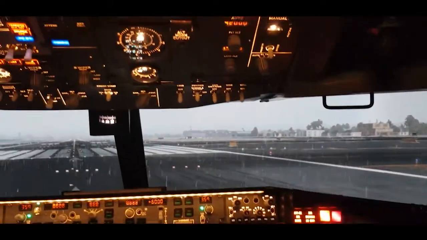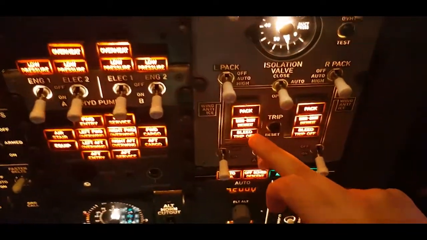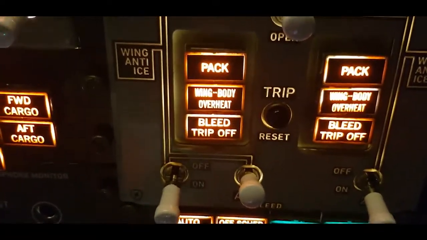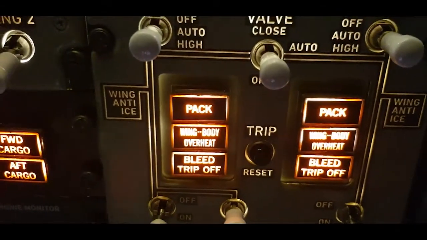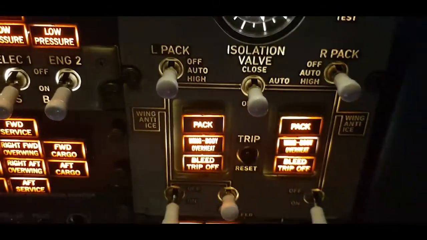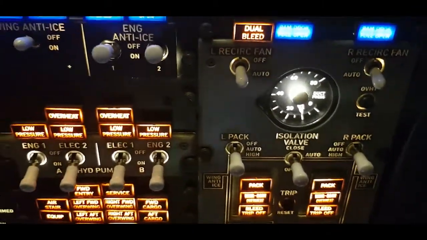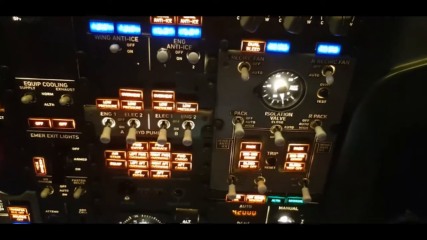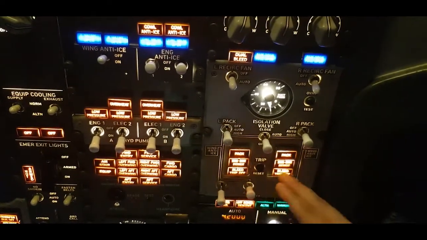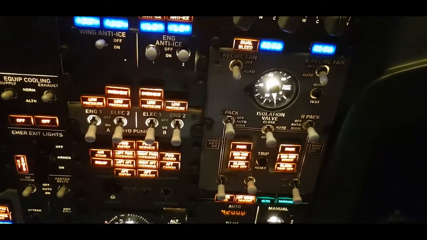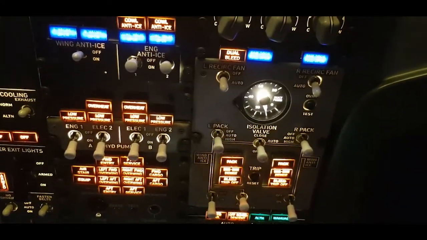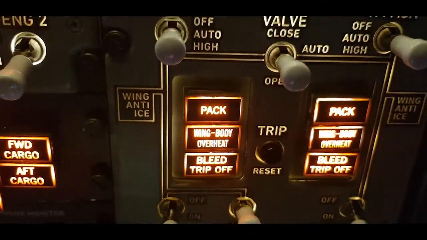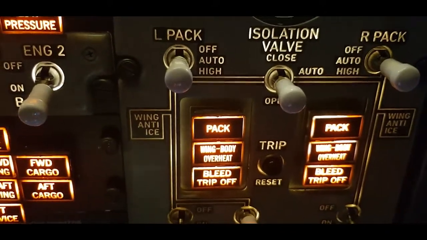Now we'll continue with the wing body overheat light, and it is illuminated amber to indicate an overheat from bleed air duct leak in left engine strut, left inboard wing leading edge, left air conditioning bay, keel beam, or APU bleed air duct. If we go to the bleed trip off light, it's illuminated amber when there is excessive engine bleed air temperature or pressure. The left engine bleed air valve closes automatically, and reset is required.